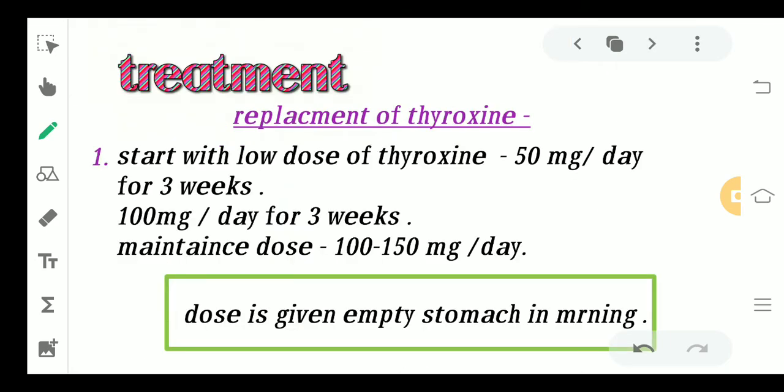Moving to the last part, that is the treatment. So the first thing you have to do is treatment with thyroxine. Okay, iodine deficiency is there. So keep in mind that the iodine deficiency is to be fulfilled. That is commonly obtained from common salt. Okay, another thing is replacement of the thyroxine. So what do we do? We give thyroxine tablets to the patient.